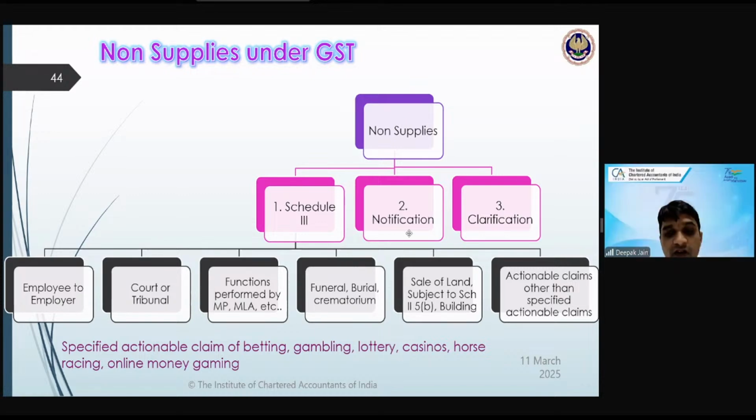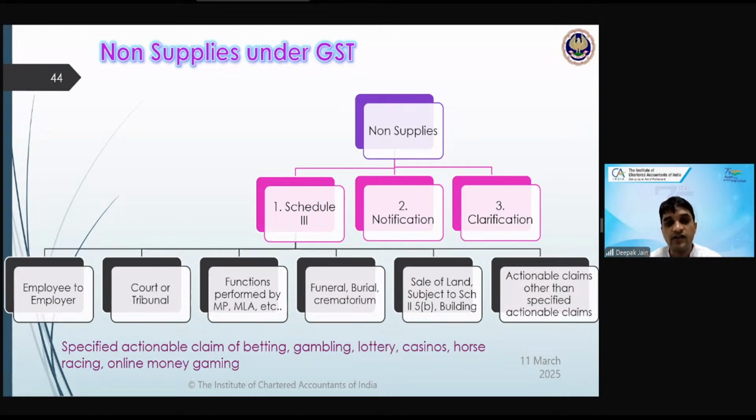Which actionable claims do not come under GST? Insurance claims. If you are having an insurance policy and upon the happening of an event, you're claiming that insurance money, so that is an actionable claim. You have given a loan to somebody, you're recovering from that. That is an actionable claim. So all such activities, which is so very huge, such actionable claims will not come under GST.